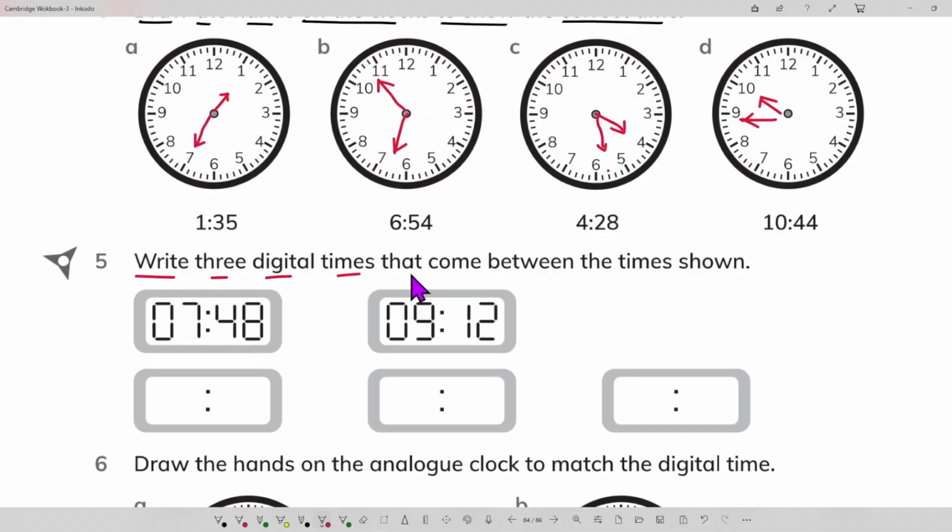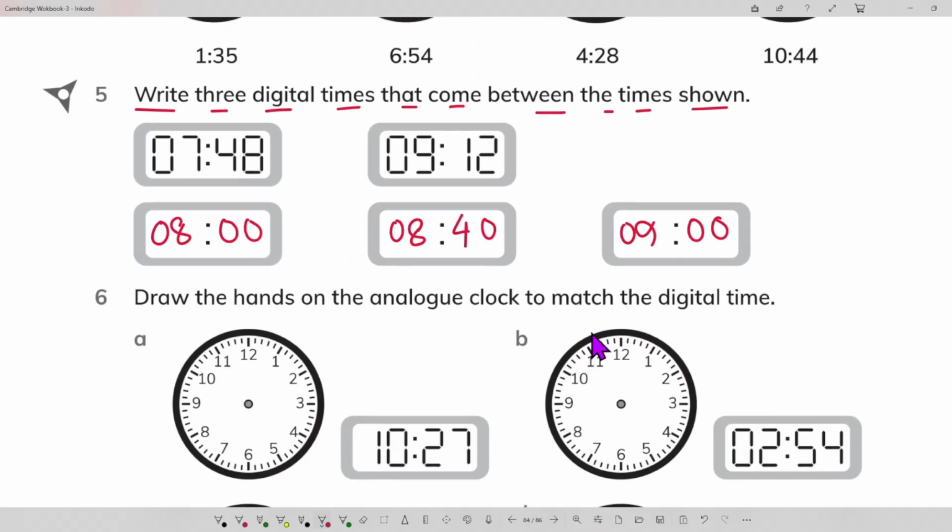Write 3 digital times that come between the times shown. So here is 48 minutes past 7, and here is 12 minutes past 9. So we can say 8:00, it means 8 o'clock, and next we can say 9:00. It's between 7:48 and 9:12. Or if you want, you can write 8:04 and now 9:00. These are all between 7:48 and 9:12.